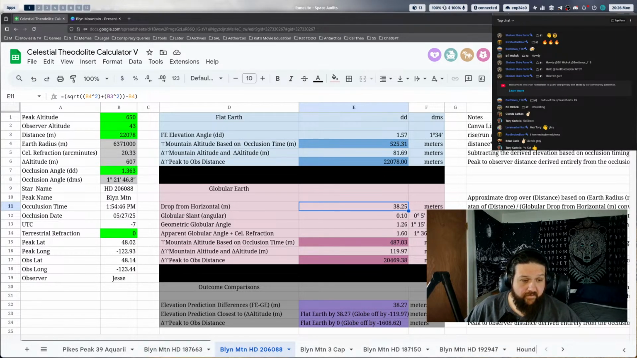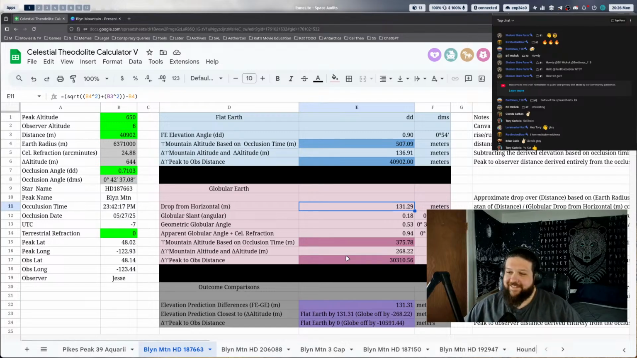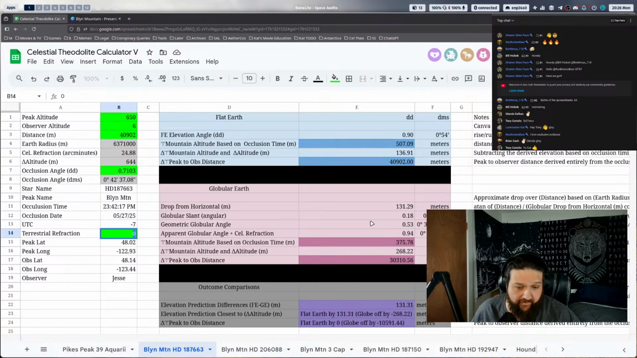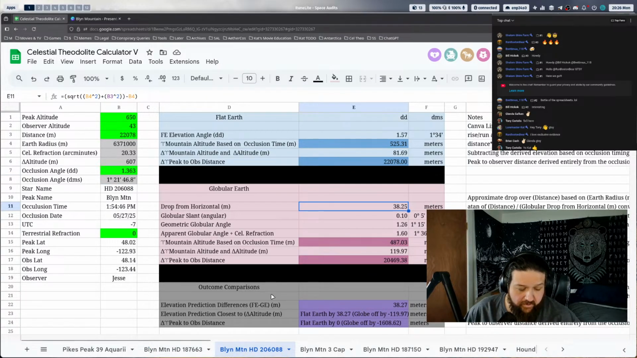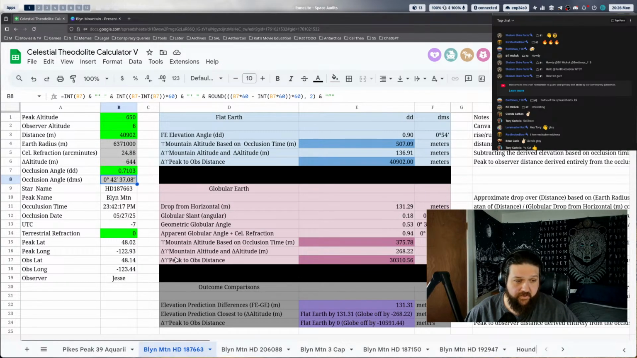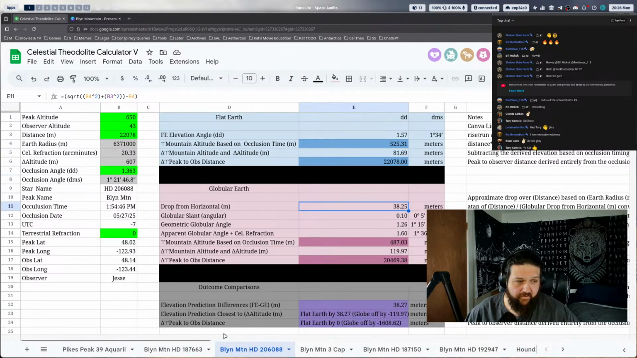But wait, where's the fudge factor you applied to get all those right results? Hold on. Nowhere. As you can see here, the refraction thing is turned off. This is all just derived off of the raw occlusion angle. So we have a couple other stars at Blinn Mountain at different elevations. So this one was at 650. This one's at 43 at a different distance. So slightly different angle here, but same mountain peak.